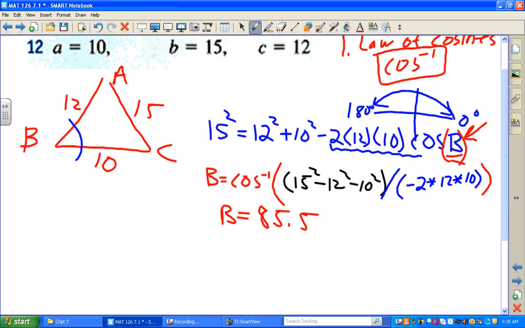Yeah, you can. You can either use the law of cosines. You can do this again and just change the 15, the 12, and the 10, or you can use the law of sines.